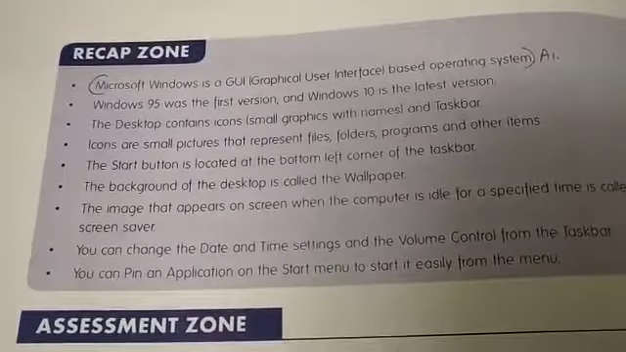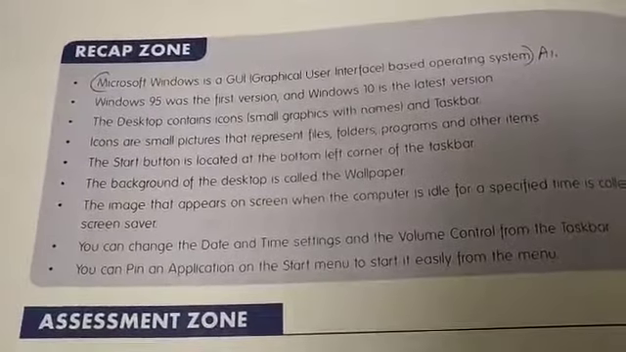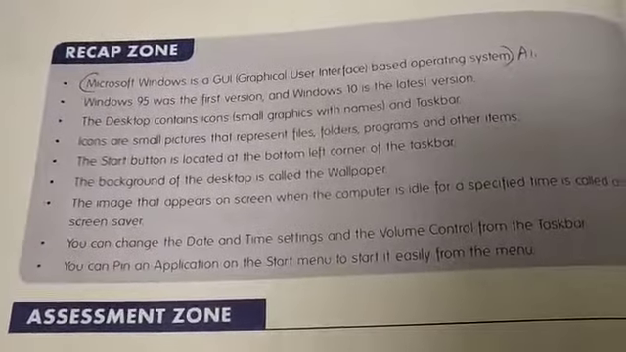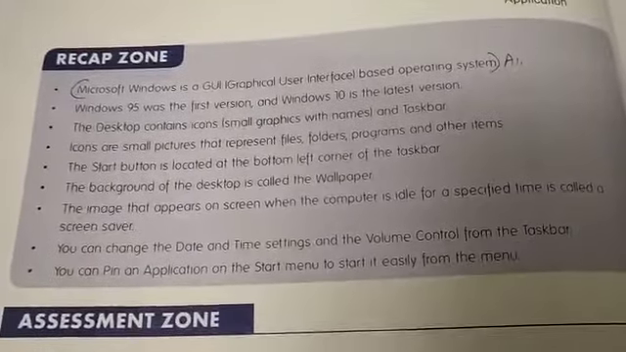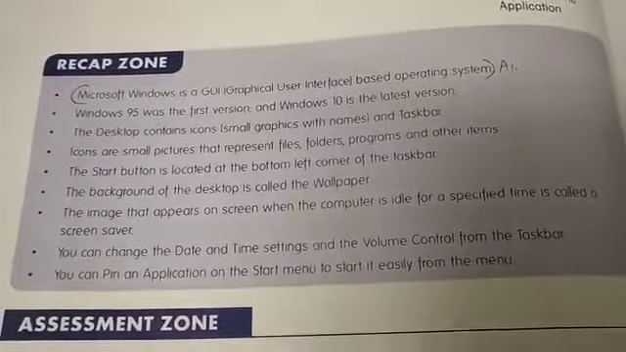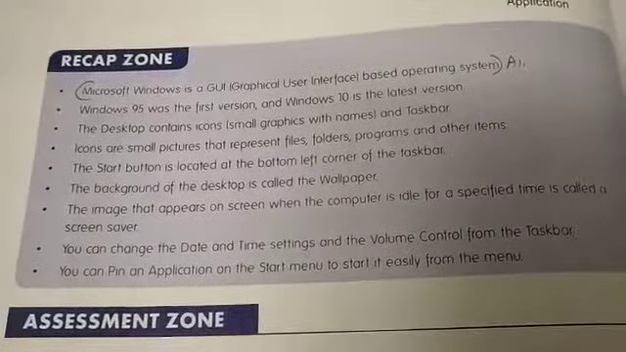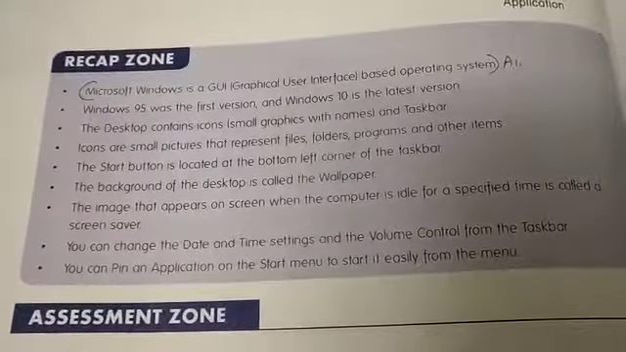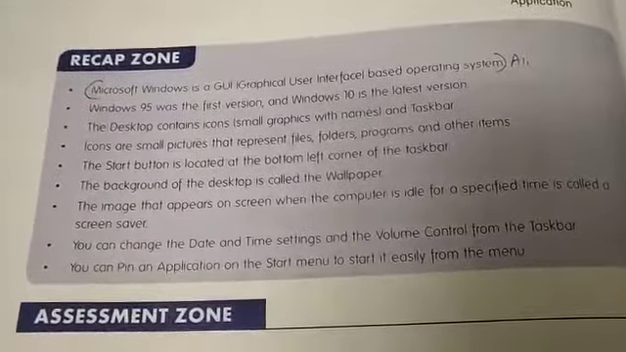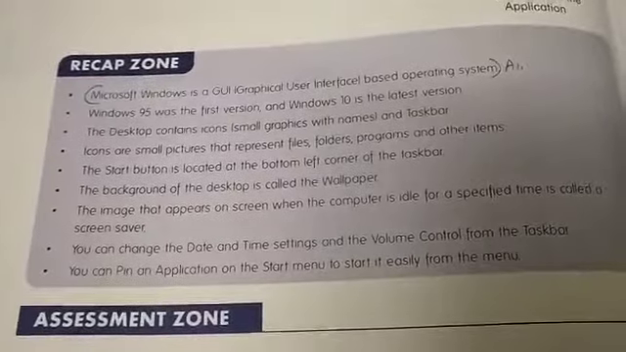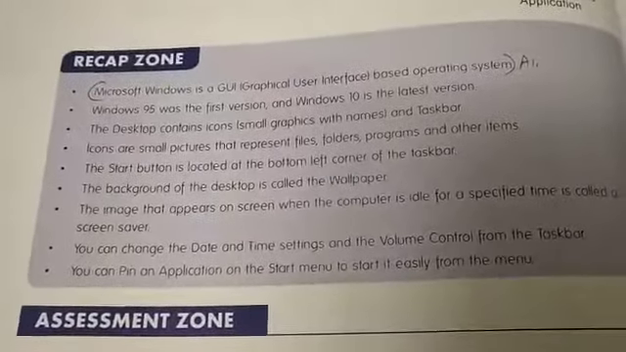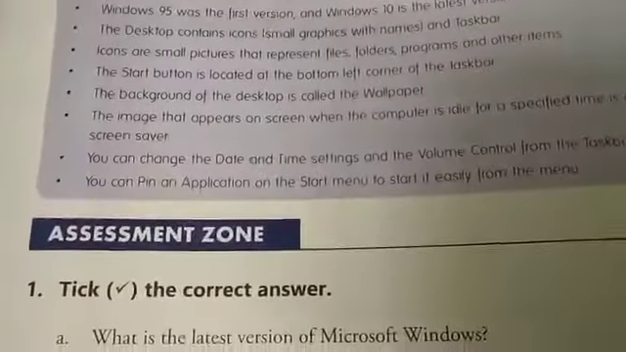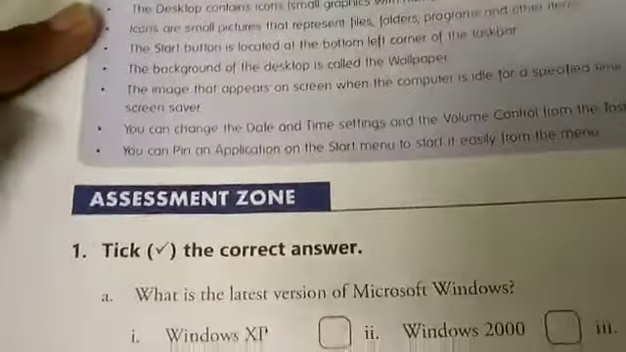The background of the desktop is called wallpaper. The image that appears on screen when the computer is idle for a specified time is called screensaver. You can change the date and time settings and the volume control from the taskbar. You can pin an application on the start menu to start it easily from the menu. So these were the recap points, the main points given here. Now we can start with the exercise.